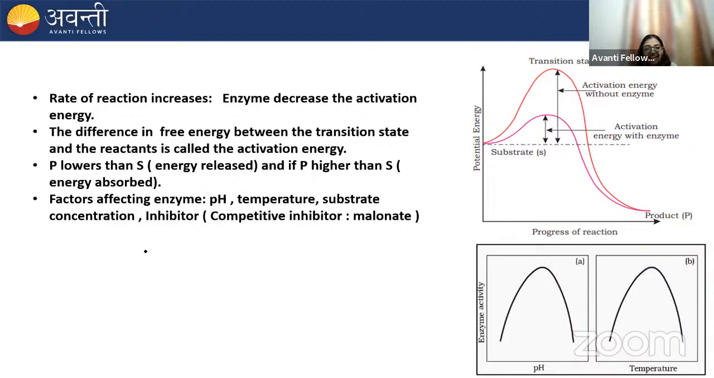As we know that the reactions are catalyzed by the enzyme. So the enzyme function is to decrease the activation energy and increase the rate of the reaction. You can see in this image, when the enzyme is not used, the activation energy is high. But when the enzyme is used, the activation energy is lower, so that the rate of the reaction increases. So the enzymes lower the activation energy of the reaction and increase the rate of the reaction.